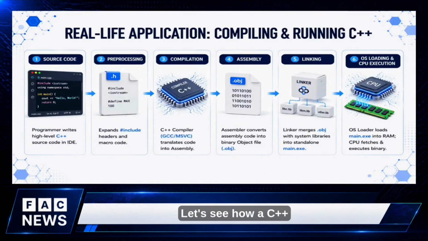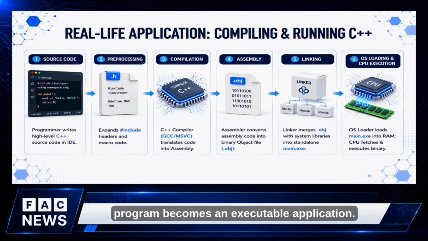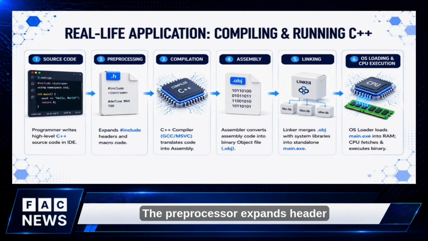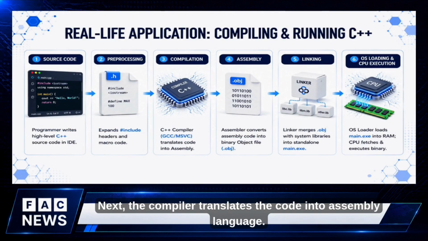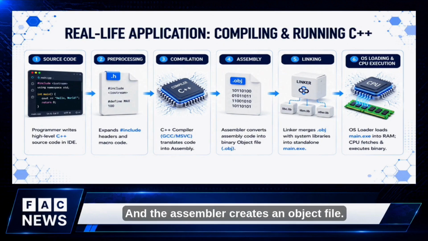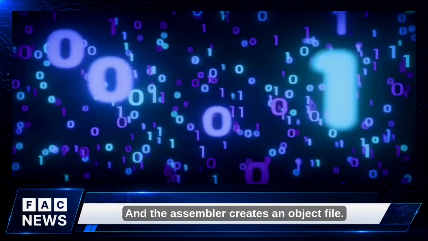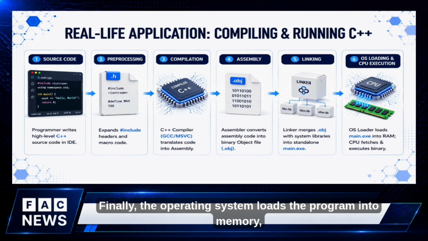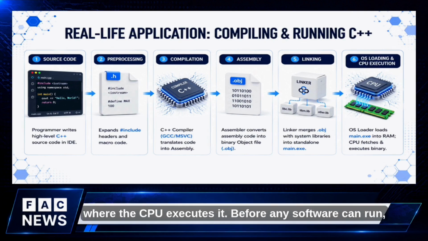Let's see how a C++ program becomes an executable application. The process begins with the source code. The preprocessor expands header files and macros. Next, the compiler translates the code into assembly language, and the assembler creates an object file. The linker then combines it with system libraries to produce an executable file. Finally, the operating system loads the program into memory, where the CPU executes it.